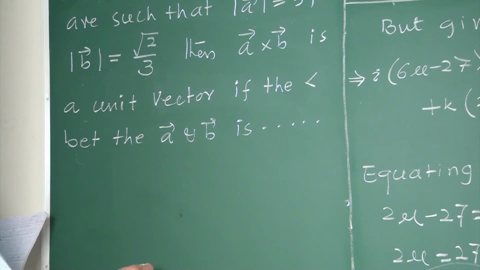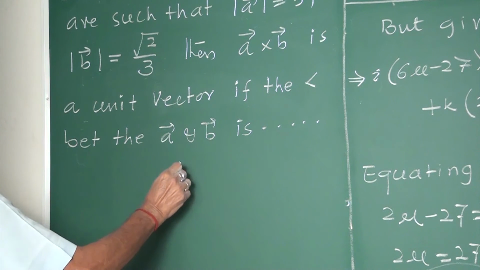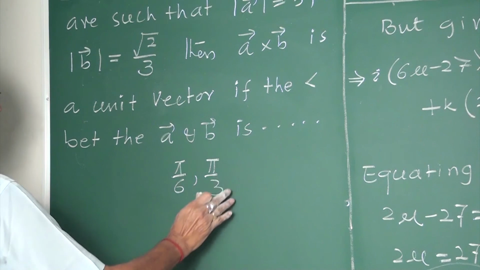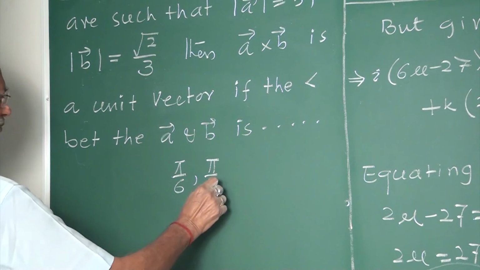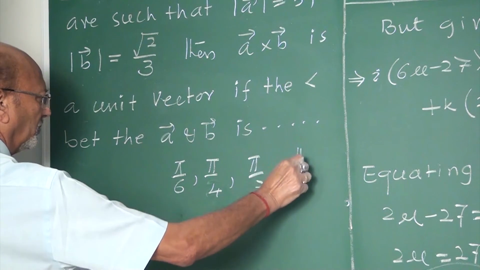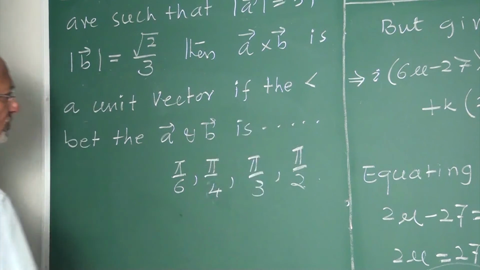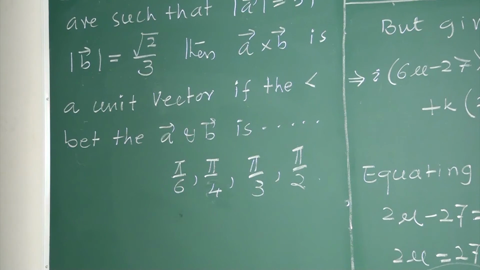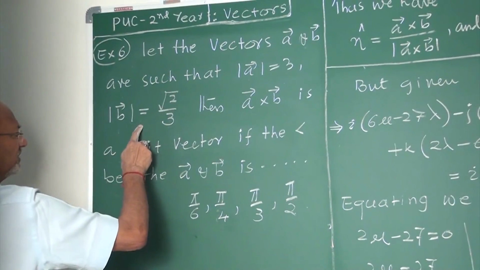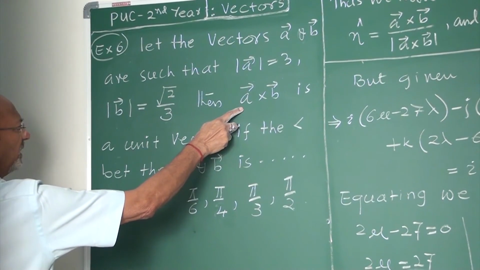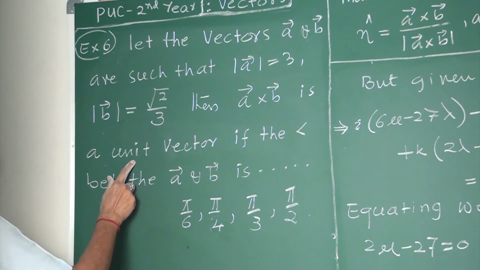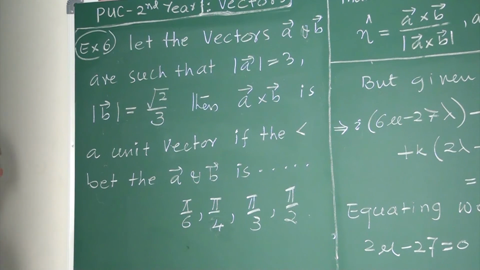These are the options given: pi by 6, pi by 4, pi by 3, pi by 2. Read them. The magnitudes are given, and by taking magnitude of A cross B equal to 1 unit, you have to find the value of theta.